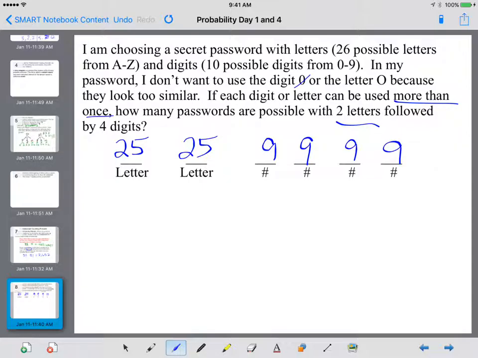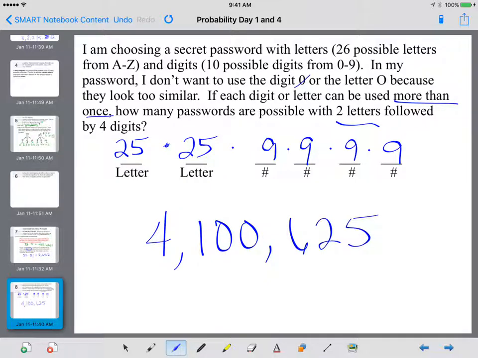So to figure out the combination, I need to multiply each of these. I need to multiply 25 times 25 times 9 times 9 times 9 times 9. And I get 4,100,625 different passwords. Quite the combination of passwords to choose from. It'd be hard to hack into that password.